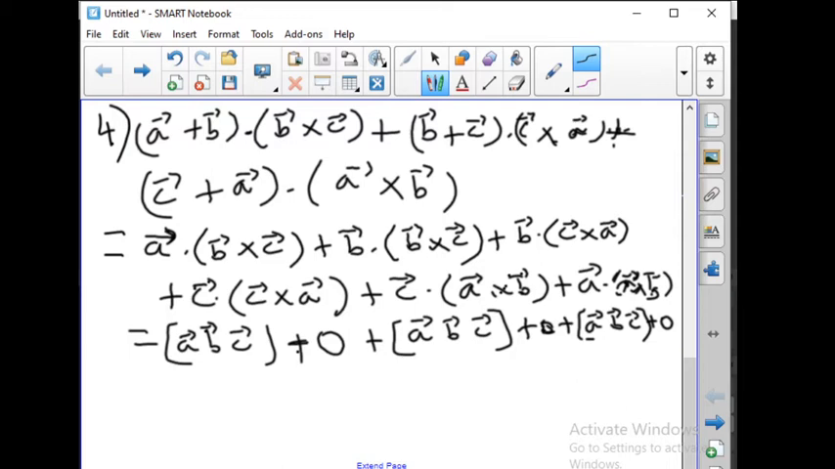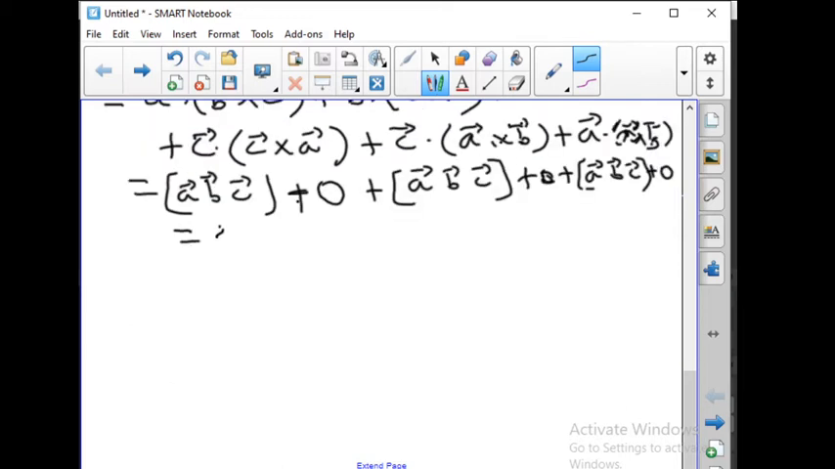So now this is equal to 3 into the box product of A vector, B vector and C vector. It is given that the volume of the parallelepiped is equal to 4. Therefore, we know that the volume of the parallelepiped is the box product of A vector, B vector, C vector. So it is equal to 3 into 4, which is equal to 12 units.